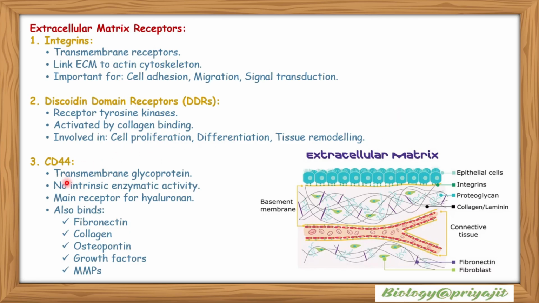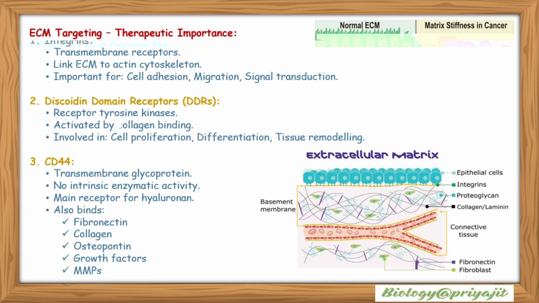CD44 is another transmembrane glycoprotein receptor, and it has no intrinsic enzymatic activity. It is the main receptor for hyaluronan. It also binds fibronectin, collagen, osteopontin, growth factors, and MMPs.